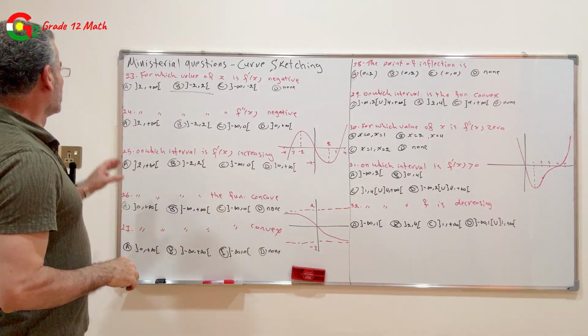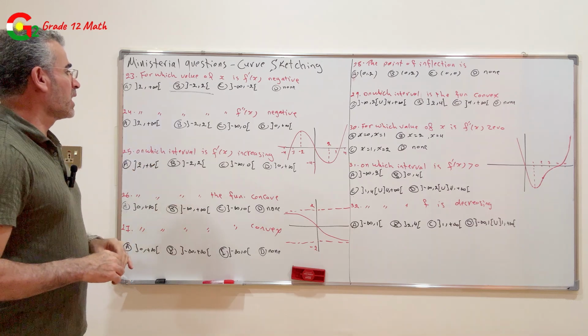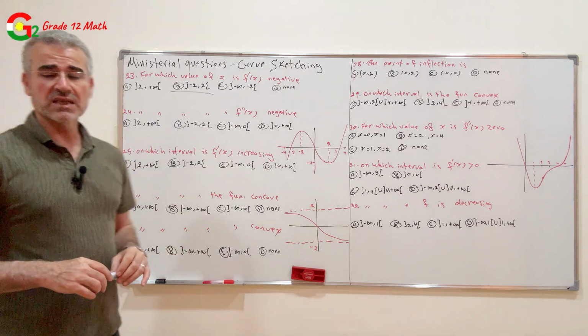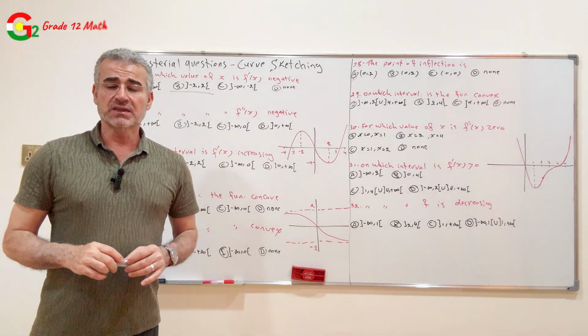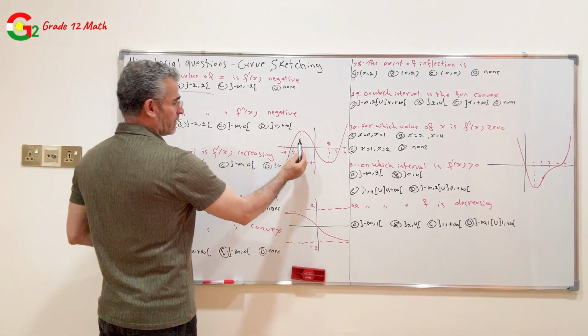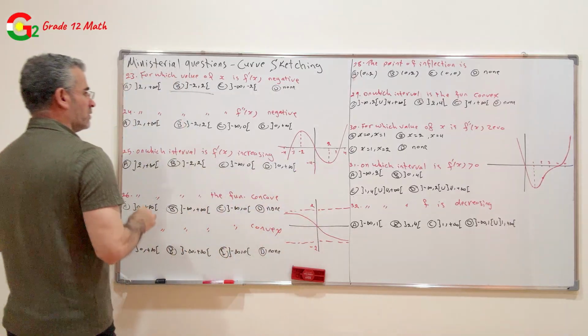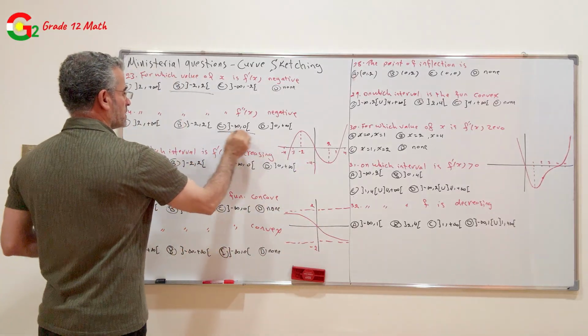Question number 24. For which value of x is f double prime of x negative? f double prime of x is negative when the function is convex, and the function is convex from negative infinity to 0. Therefore, the right choice is C.